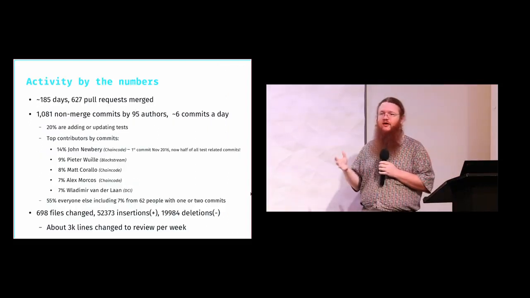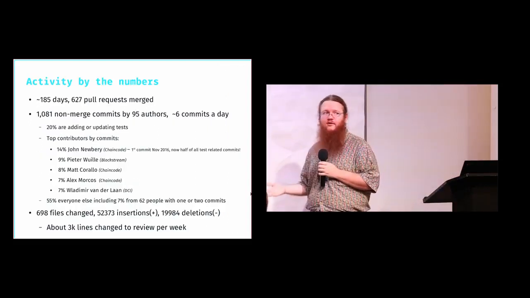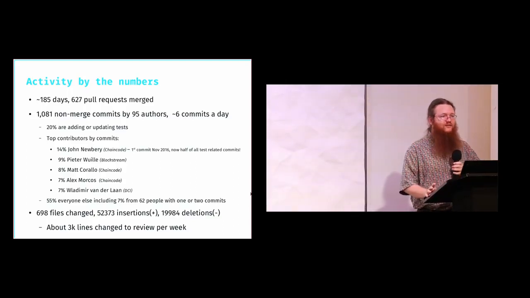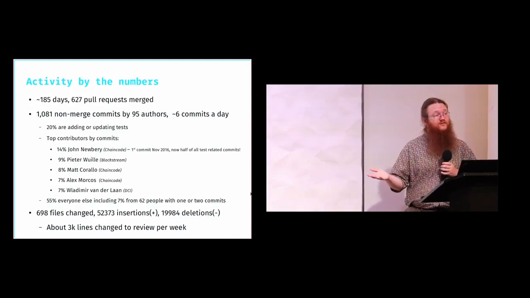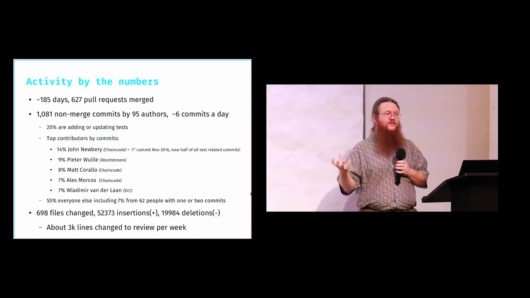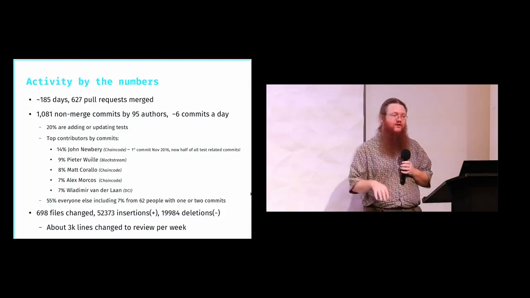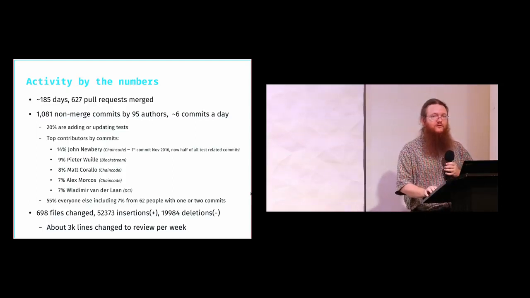So just some raw numbers. What kind of levels of activity are going on in Bitcoin development these days? Over the last 185 days, which is the development of 0.15, there were 627 pull requests merged on GitHub. So these are individual high-level changes. Those requests contain 1,081 non-merged commits by 95 authors, which comes out to 6 commits a day, which is pretty brisk, especially compared to some other cryptocurrency projects, but not overwhelming.